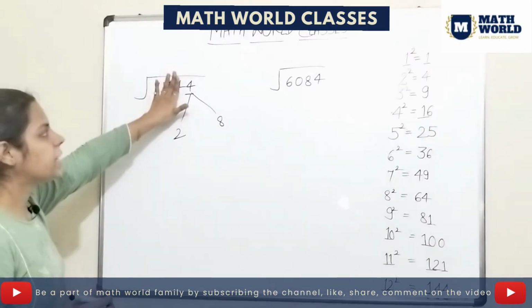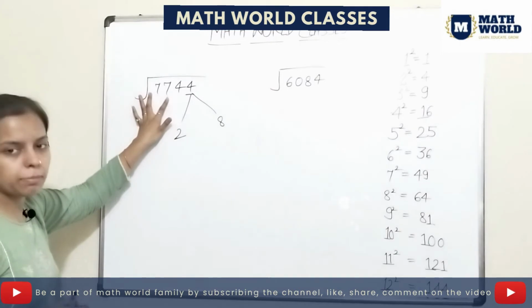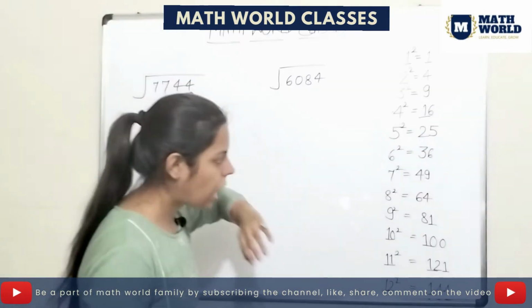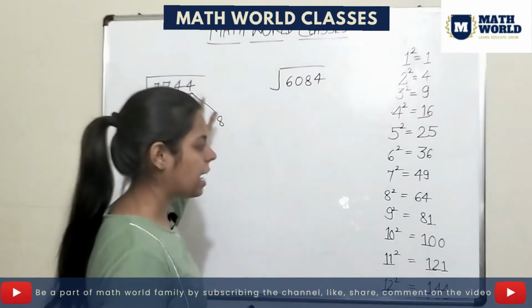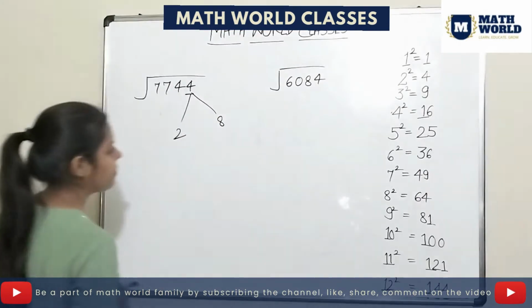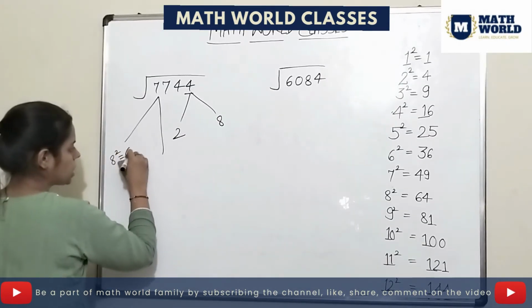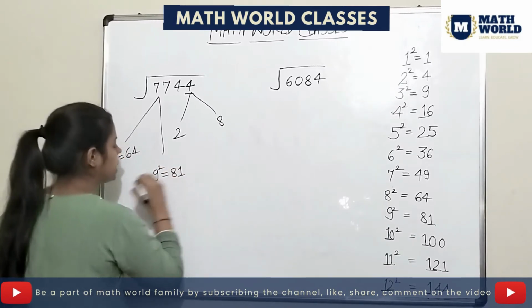Next step is to leave the next number and consider the first two numbers we have, that is 77. So now I have to find out between which numbers 77 lies. So I got 77 lies between the square of 8, which is 64, and the square of 9, which is 81.